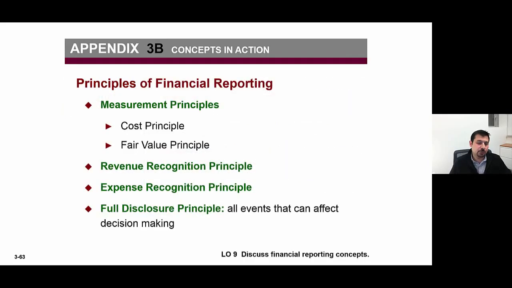And here we also talked about the measurement principles in previous chapters. We talked about the cost principle, that companies are required to initially record the assets at cost. This is the cost of acquiring a certain asset, and then in subsequent accounting periods they continue to report it under cost. This is for equipment, buildings, etc.